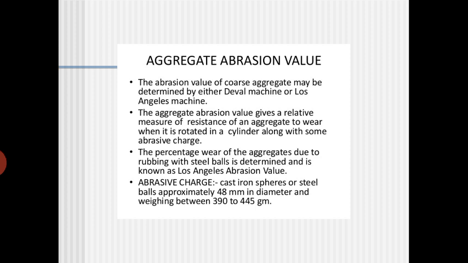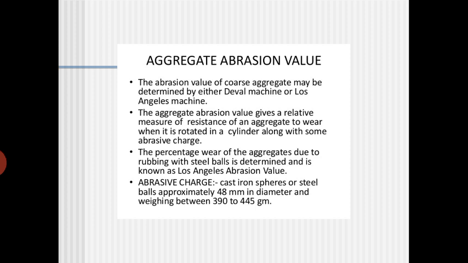But before adding the aggregates to the Los Angeles machine, weigh them properly, then after completing the revolutions of the test, weigh again. That difference is the material lost, that much is lost for the abrasion value. The percentage wear of an aggregate due to rubbing with the steel balls is determined and is known as the Los Angeles abrasion value. Of course, we are using the Los Angeles apparatus here.